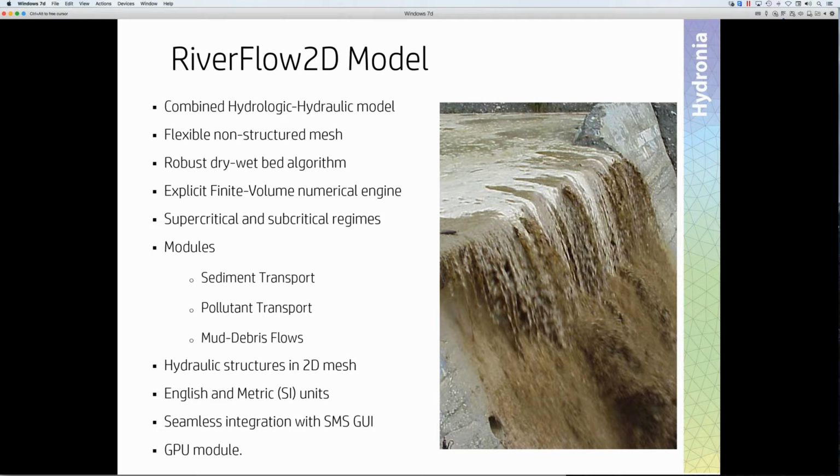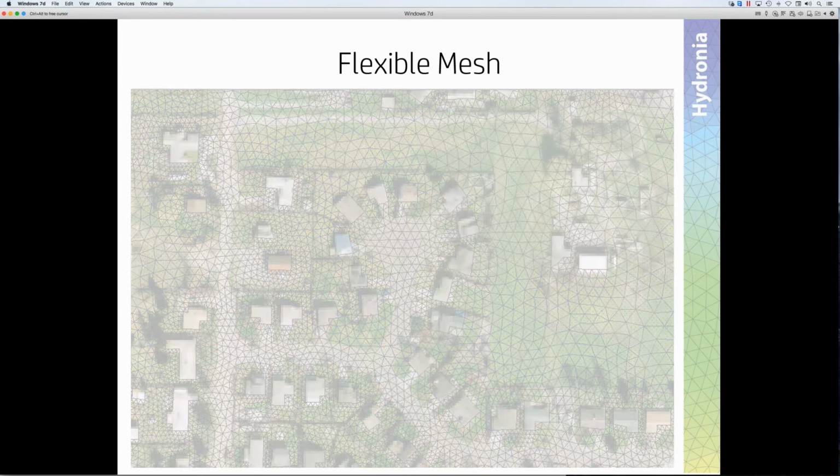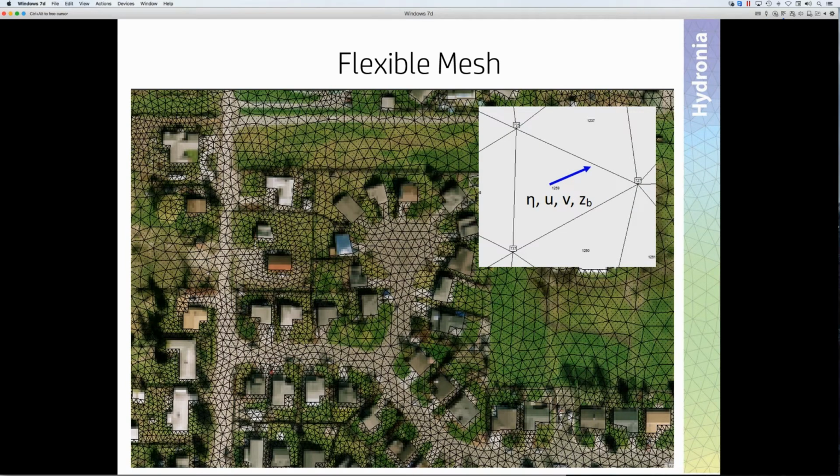Okay, so all of the development that we do at Hydronia is made in collaboration with the computational hydraulics group at the University of Zaragoza. We have a very strong and continuous collaboration that allows us to develop new products and very efficient methods to compute the models all the time.